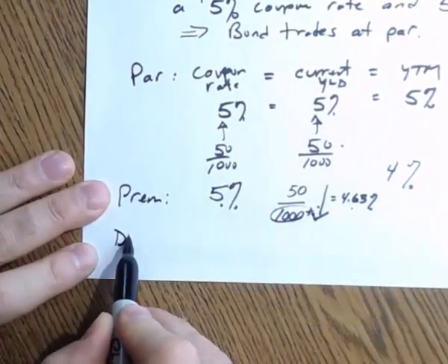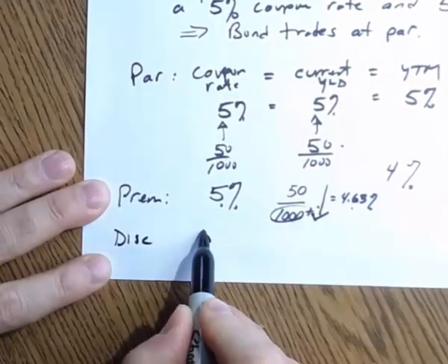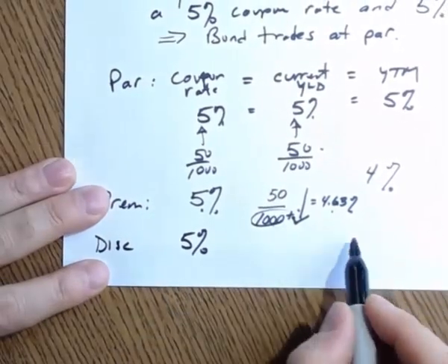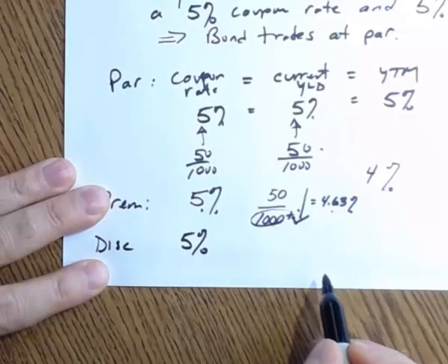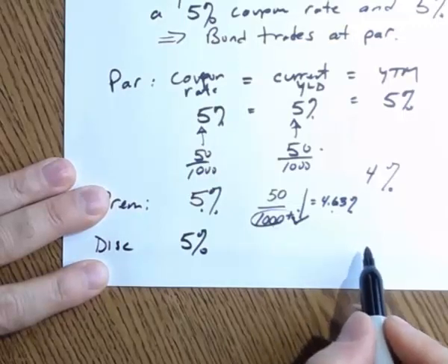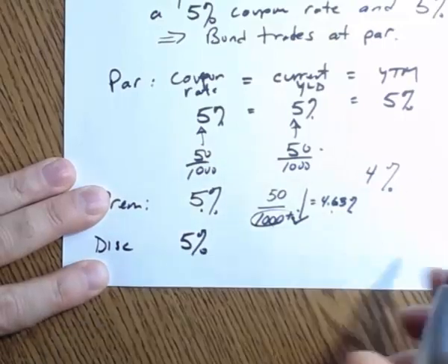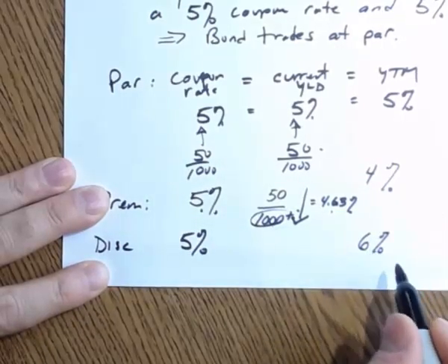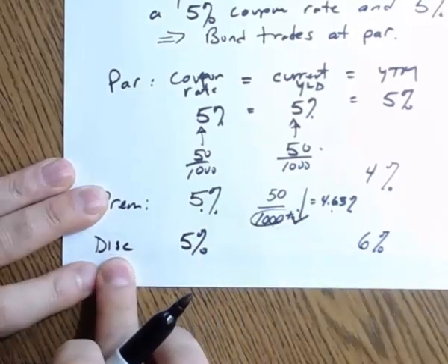Now, if we do a discount bond, again the coupon rate stays the same at 5%. In order to get a discount, where the bond is trading at less than $1,000, the market must be demanding something higher than the 5% coupon. So let's say it's 6%. The market is demanding 6%. That's why it's an unattractive bond and sells at a discount.